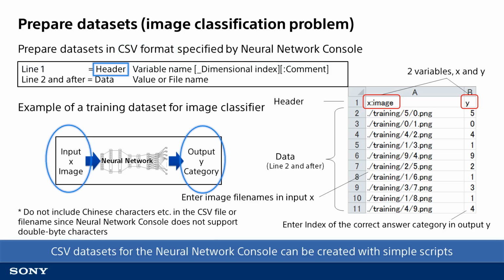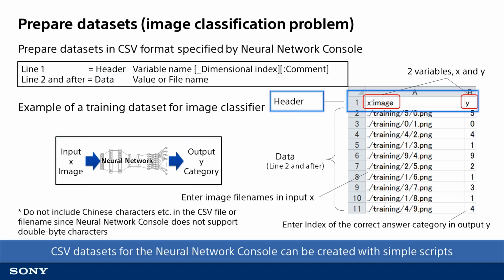To create an image classification solution, we need two variables that are defined with the header. These variables include an image X variable used as the neural network input and the Y variable representing the image category output by the neural network. The first row header describes the X and Y variables in the dataset. X variables are described in the A column and Y variables are described in the B column.